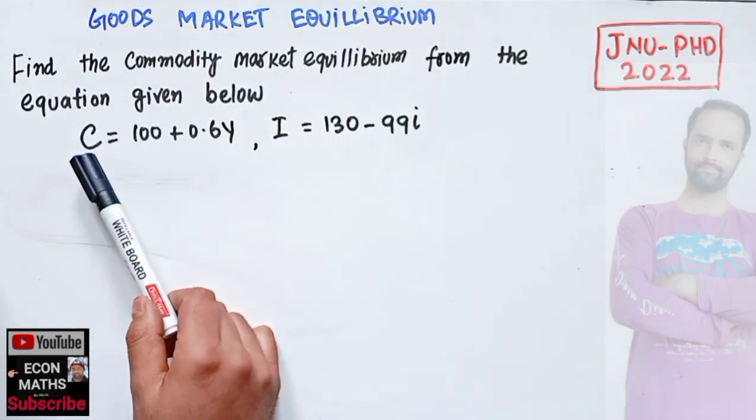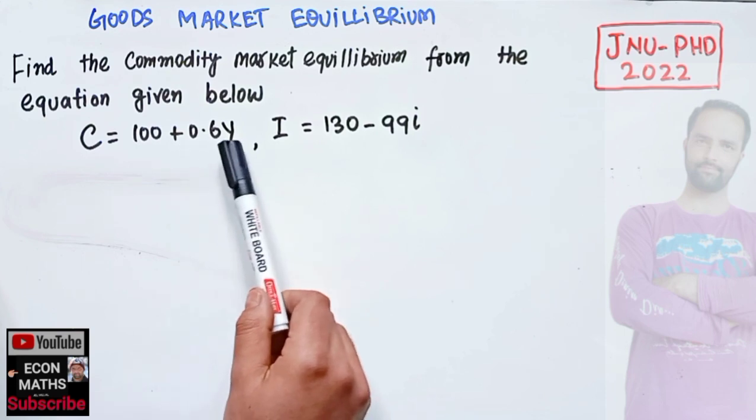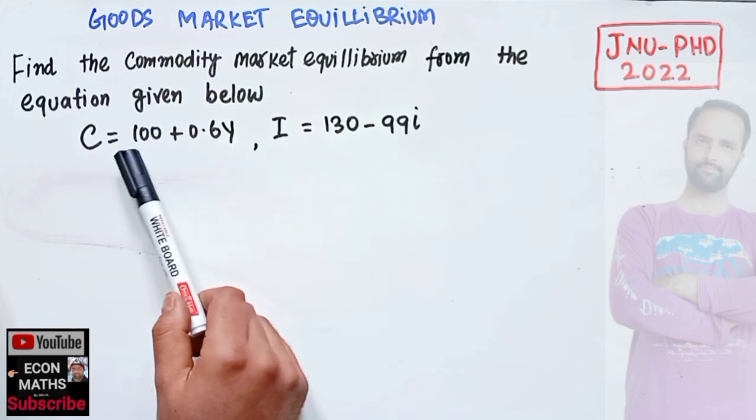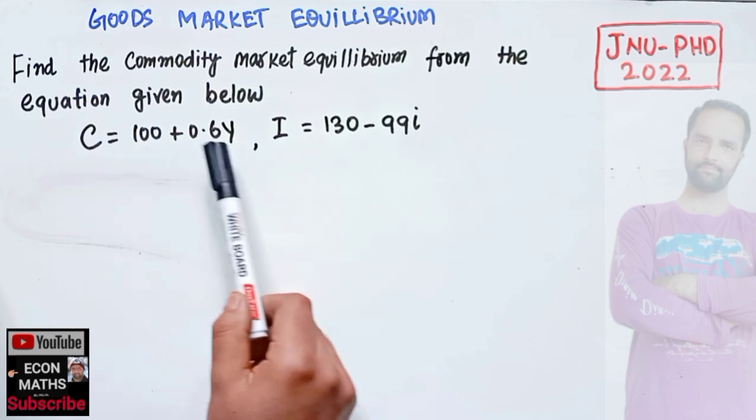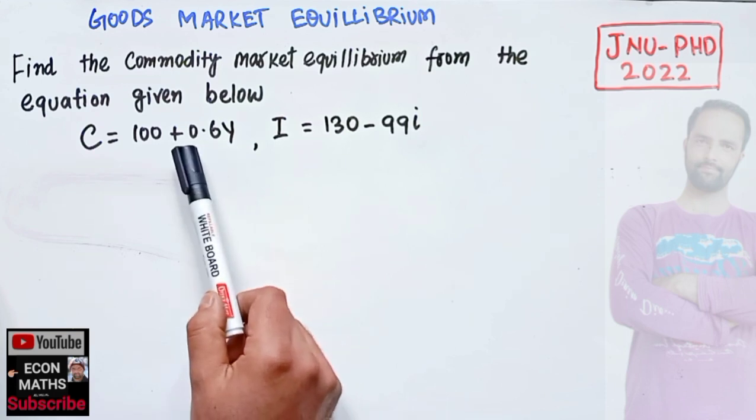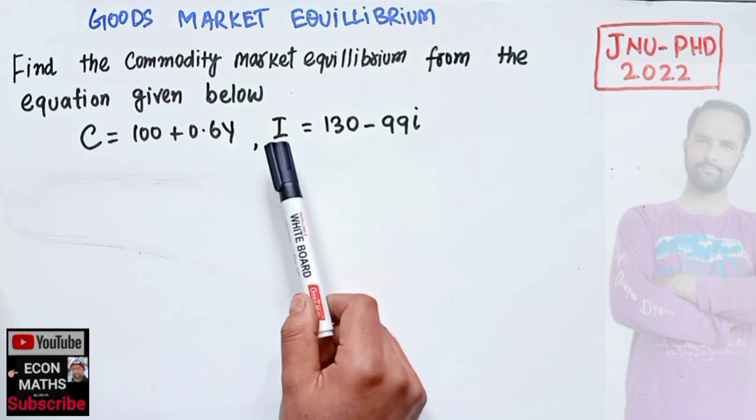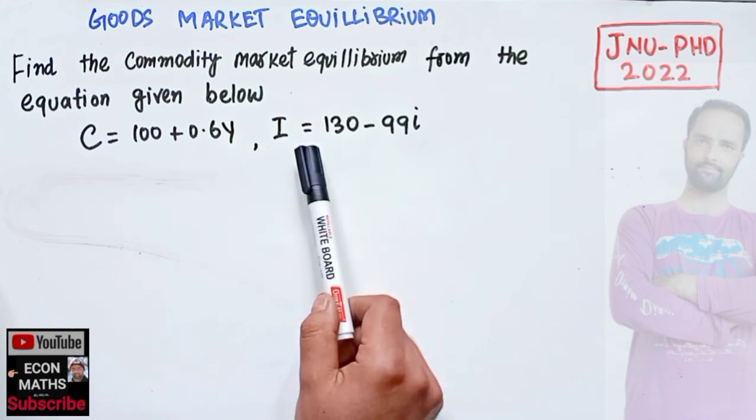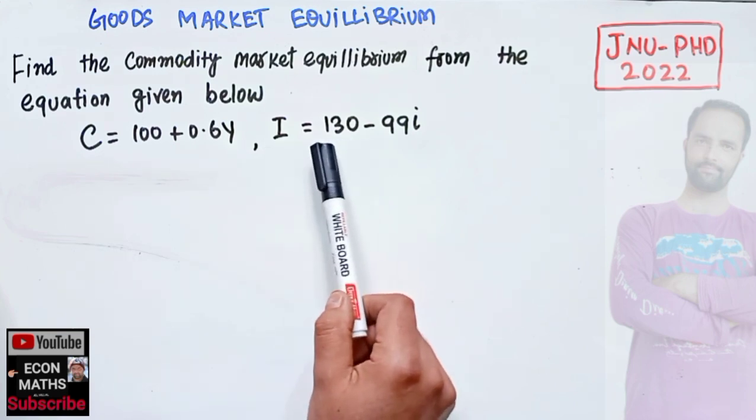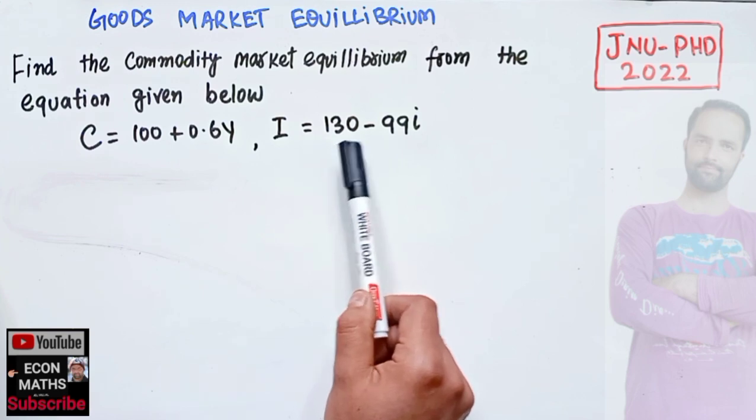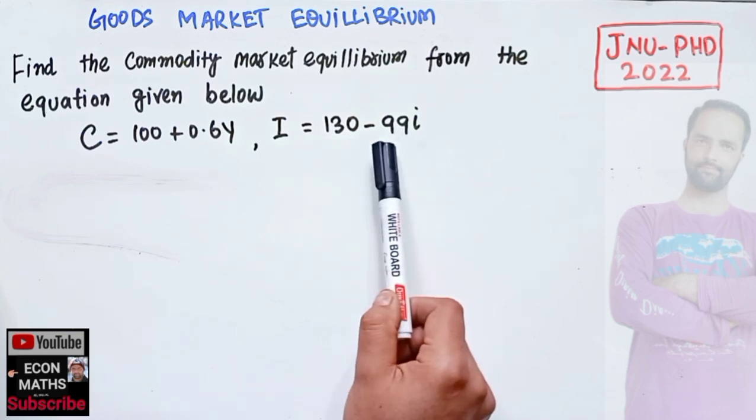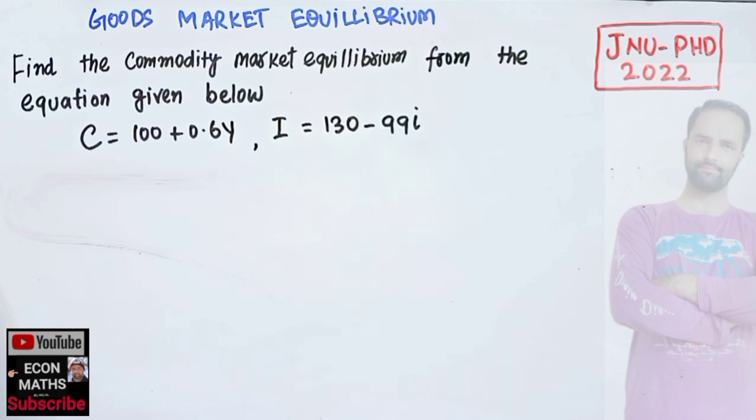We have the consumption function C equals 100 plus 0.6Y. C denotes the consumption. 100 is the autonomous consumption that does not depend upon the level of income. 0.6 is the marginal propensity to consume, and Y denotes the income. And investment is given as 130, which is the autonomous investment that does not depend upon the level of interest rate. And i denotes the interest rate here.